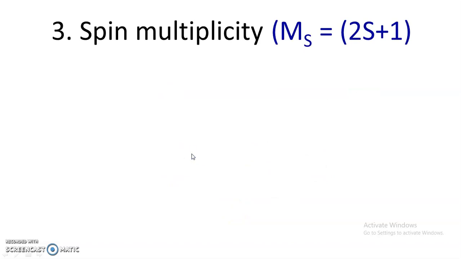Now the next important quantum number is the spin multiplicity. The spin multiplicity is ms equal to 2S plus 1, where S is the resultant spin quantum number. So we can find the spin multiplicity from the resultant spin quantum number or the number of unpaired electrons. Spin multiplicity is the number of unpaired electrons plus 1. It is the number of orientations of spin along the direction of the magnetic field.